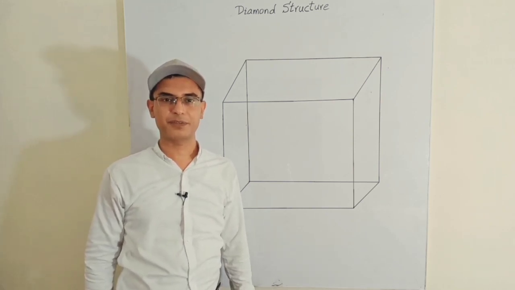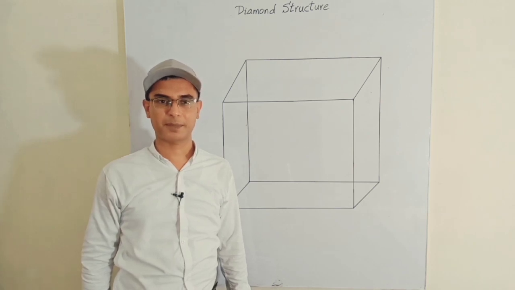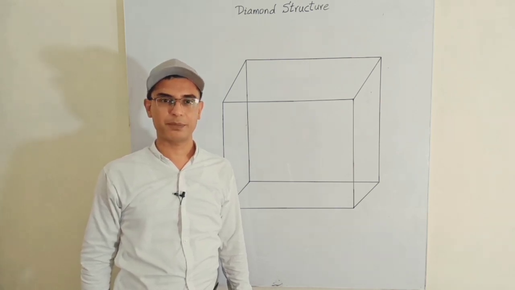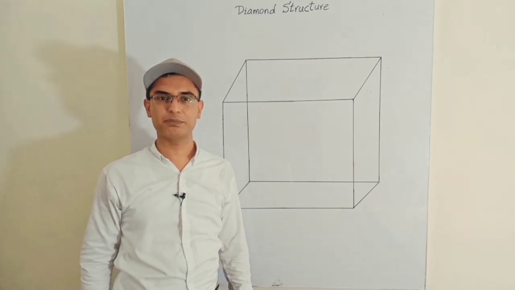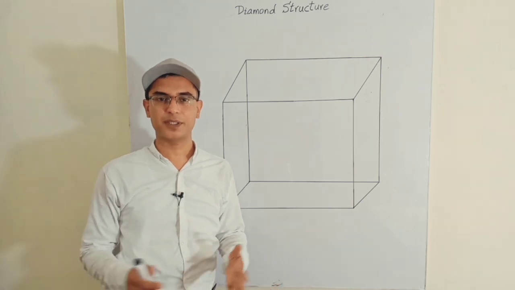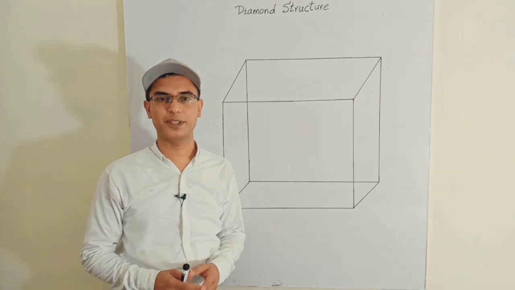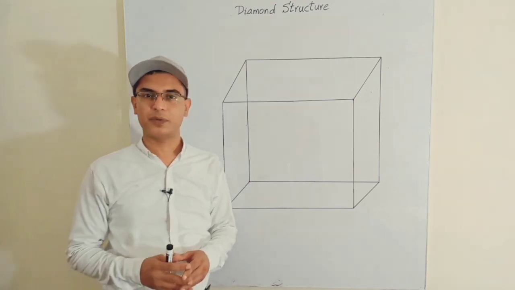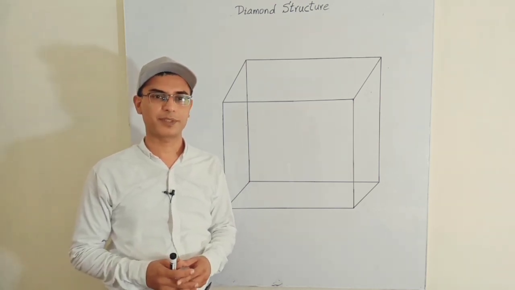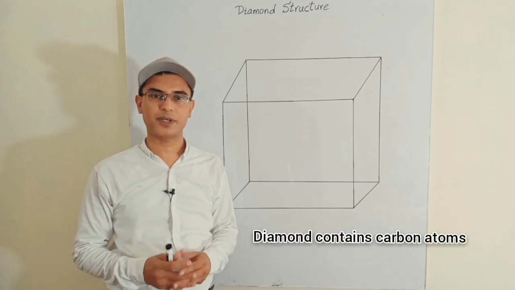Now we shall proceed with the diamond structure. One of the basic properties of diamond is that it's the hardest material in the universe. In other words, it is used to cut many hard materials, but to cut a diamond, you need a diamond. So diamond is considered one of the hardest materials in the universe. Another property of diamond is that it is purely made up of carbon atoms.